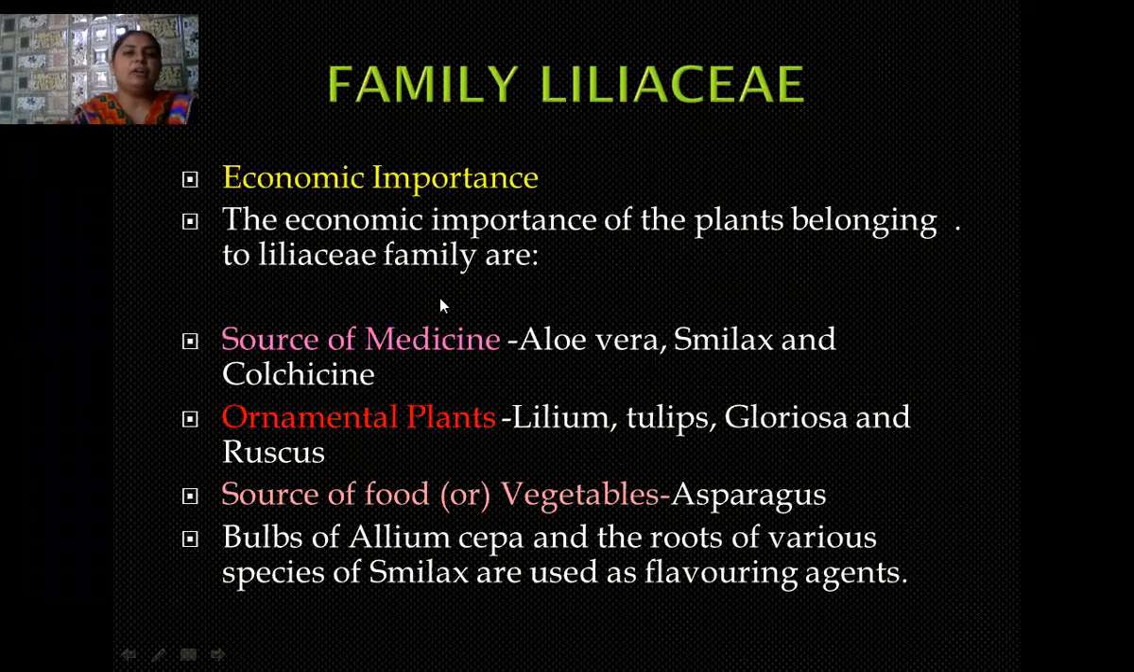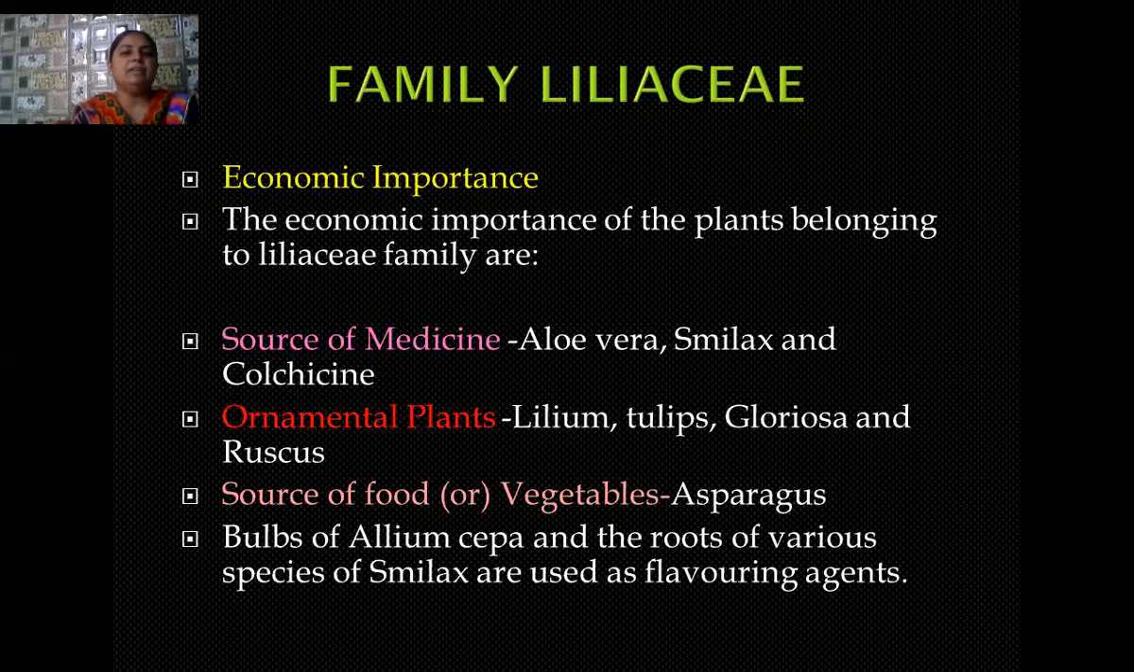Okay, students, economic importance of the family Liliaceae. The source of medicine, so many plants which are the source of medicine come under family Liliaceae. For example, aloe vera, smilax, and colchicum. Okay, students, from the colchicum plant we obtain colchicine. Colchicine is a kind of, you can say, dye. It is obtained from a plant Colchicum autumnale. It is used for the karyotyping of chromosomes.